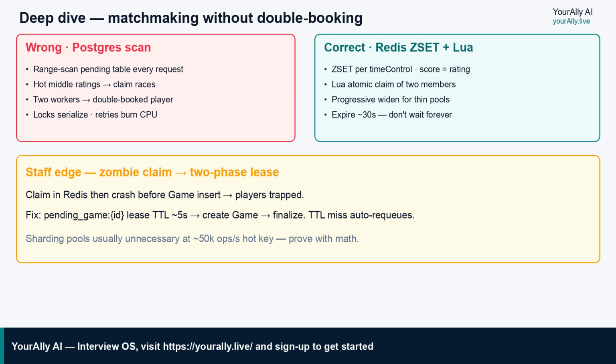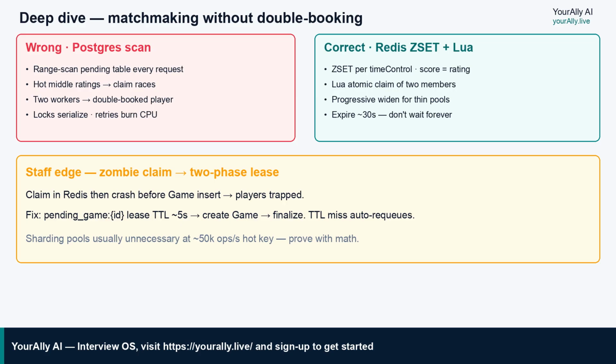Should you shard pools across Redis nodes by rating band? Name the textbook yes, then usually decline with math. Hottest single time control key, around 50,000 ops per second, still sits under a healthy node's sorted set capacity with headroom. The pending pool is tiny in memory. Sharding adds bandage bugs where two near-equal players land in different buckets and never meet. Revisit only if one time control grows several times past today's peak.